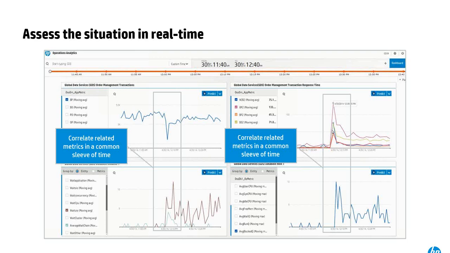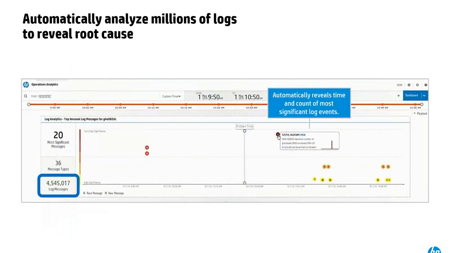In this case, they can see that the number of transactions dropped, the response time has increased, and they started being able to see that they have some sort of database connectivity issues. And in that case, they applied the operations analytics log analytics capability. They weren't exactly sure what to search for. With log analytics, you are able to specify the domain of technology within which you're trying to troubleshoot a problem, and most importantly, the problem time.